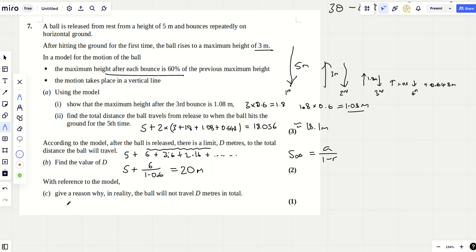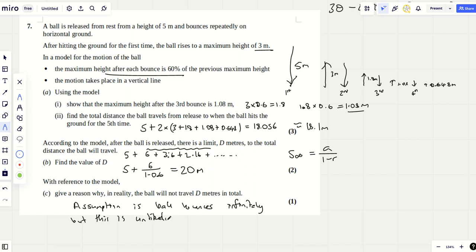And then with reference to the model, give a reason why in reality the ball will not travel d meters. Well, this is assuming it has infinite bounces. So I'm just going to put the assumption is the ball bounces infinitely, but that's unlikely. Yeah, it's going to bounce for a finite number of times, but this is unlikely. In which case it won't travel 20 meters, it'll be less than that.